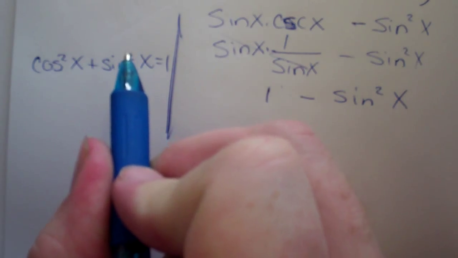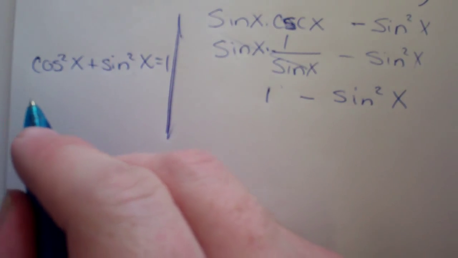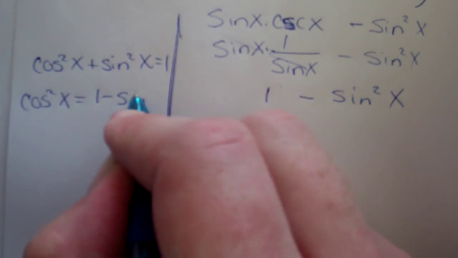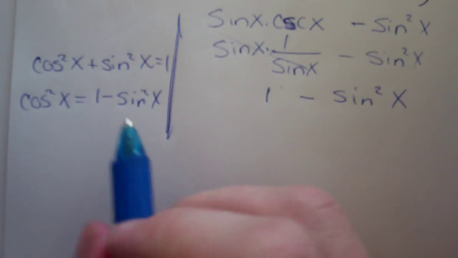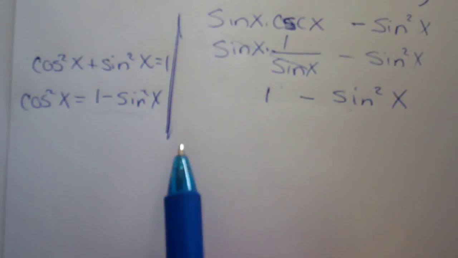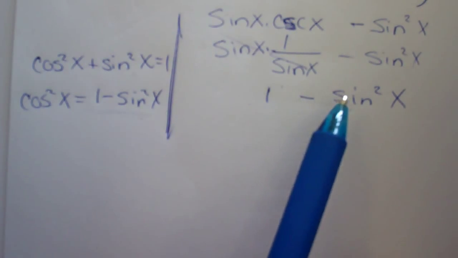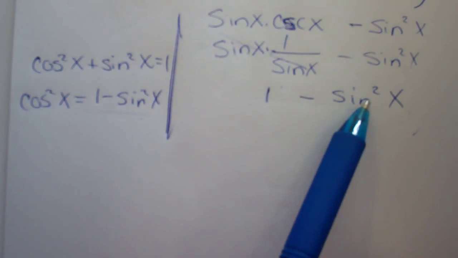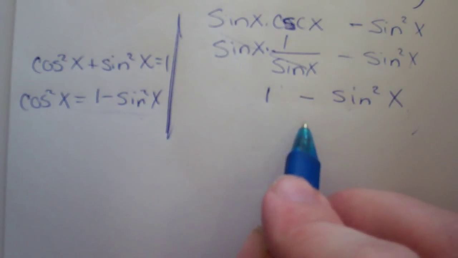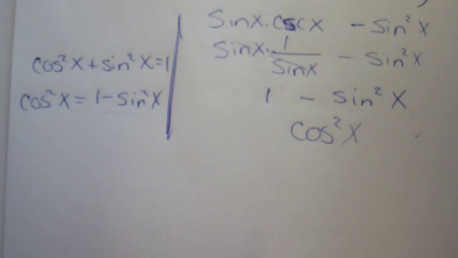And if we solve this for the cosine squared x by subtracting sine squared x from both sides, we get cosine squared x is equal to 1 minus sine squared x. So there is this 1 minus sine squared x. Over here we have a 1 minus sine squared x. Trigonometry is one big exercise in substitution. So if 1 minus sine squared x is equal to the cosine squared x, then we can just replace it. We can substitute. And so 1 minus sine squared x is the same thing as cosine squared x.